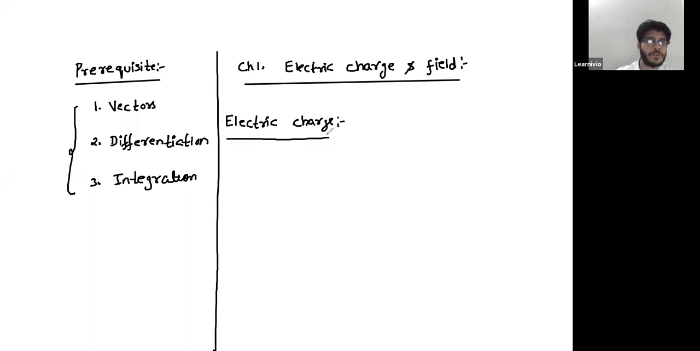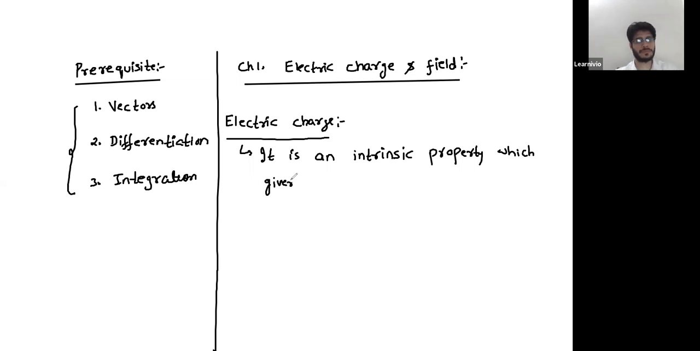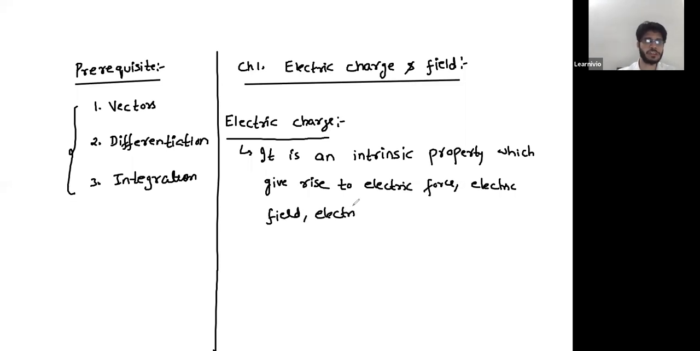See, to define electric charge, you can write that electric charge is an intrinsic property of matter, which gives rise to electric force, electric field, and electric potential energy. So the origin of all electrical properties of a system is due to electric charge.